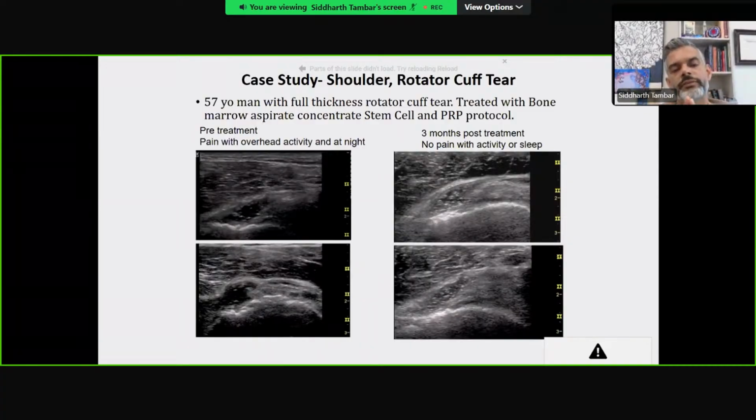This is a case history of a 57-year-old man, full thickness tear of his rotator cuff. The images on the left, top and bottom, this is ultrasound. This hole is a big tear in the rotator cuff. That's a full thickness tear. We treat him with his own bone marrow stem cells and platelets.